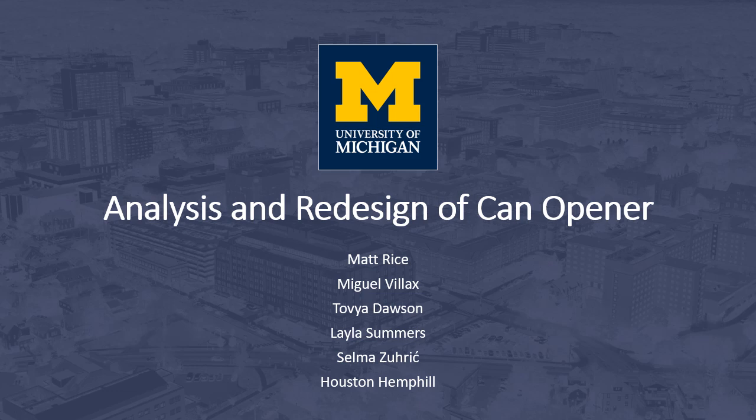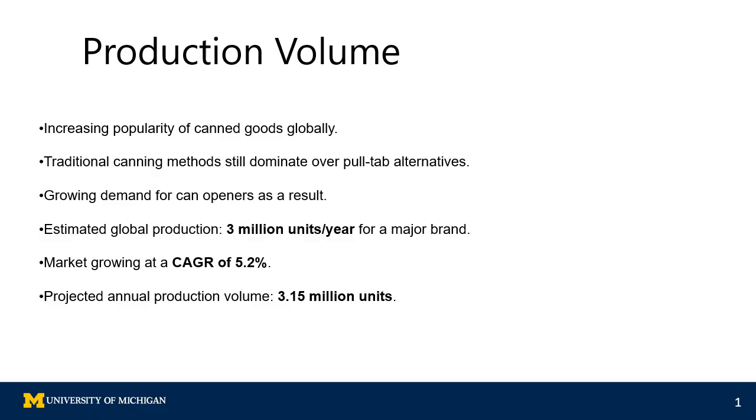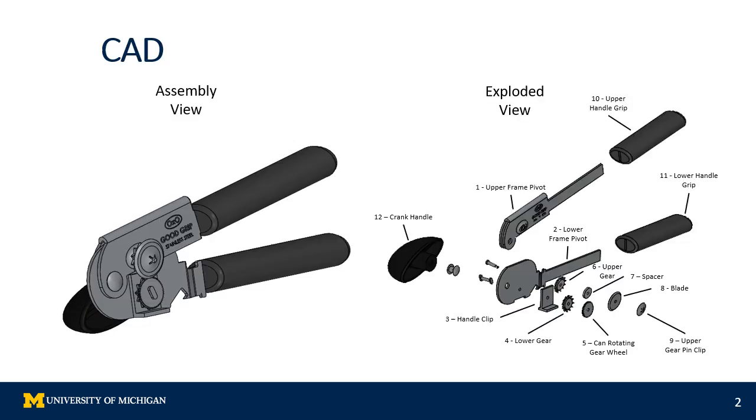This is the interim presentation for the analysis and redesign of a can opener. As seen here, this is the production volume for the can opener. Given the growing demand for can openers and the CAGR of 5.2%, there's an estimated global annual production of 3.15 million units. The CAD for the can opener was obtained from GrabCAD.